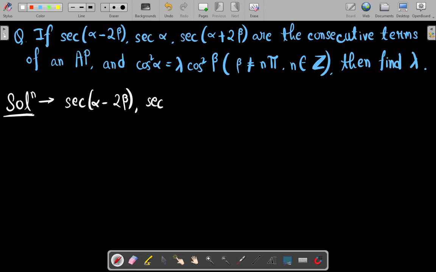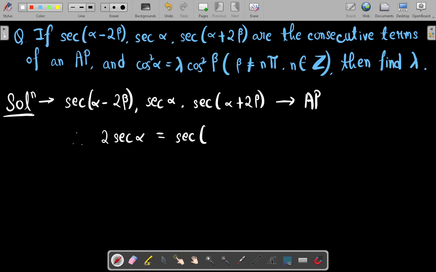Okay, so first of all, we are given that these three terms, sec(alpha minus 2 beta), sec alpha, and sec(alpha plus 2 beta), are in AP and are consecutive terms of an AP. So this implies that 2 times the middle term, that is 2 times sec alpha, will be equal to the sum of the two extreme terms, that is sec(alpha minus 2 beta) plus sec(alpha plus 2 beta).